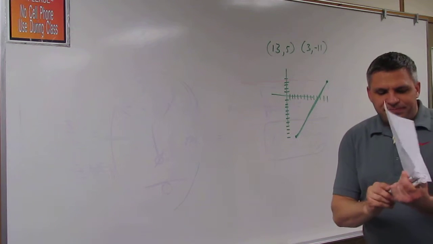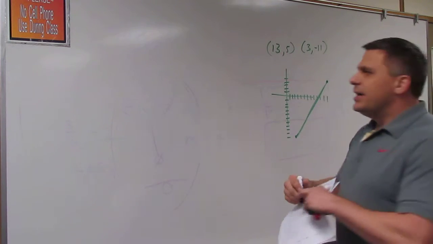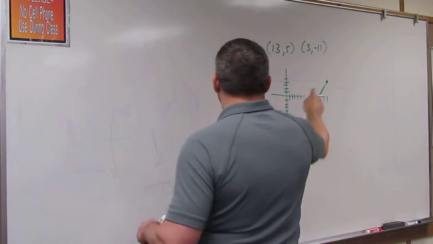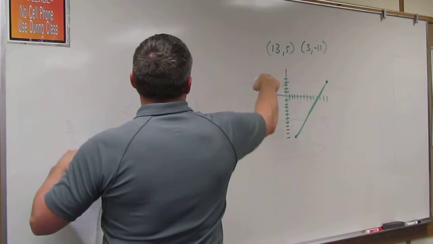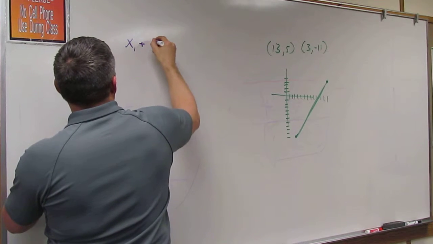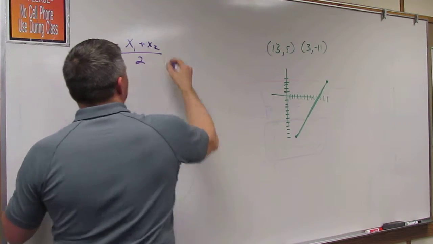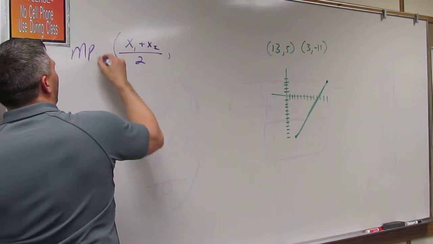And if we think about it, the midpoint of these is just going to be the average of the two. The average of the x and the average of the y, or the mean of the x and the mean of the y. That's going to give us a true midpoint. And so what I mean by that is we're going to take the x's, x sub 1 plus x sub 2, and divide it by 2. That's going to be your midpoint coordinate.